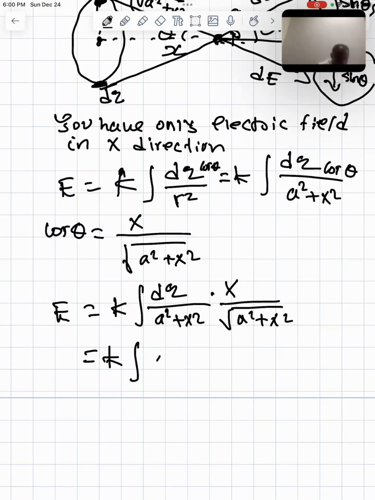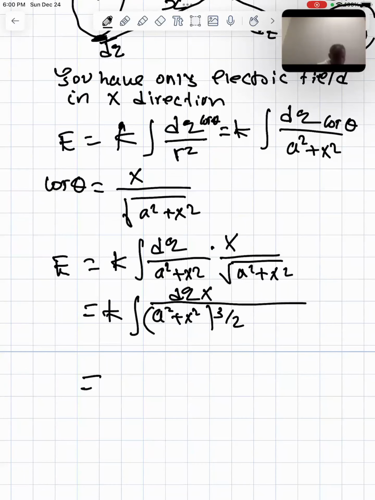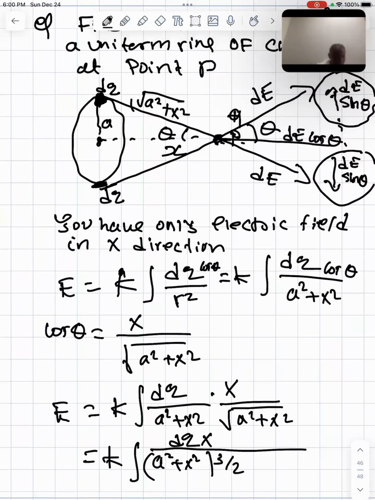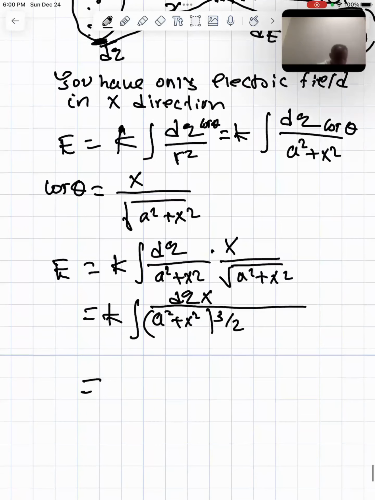So this is going to be s squared plus x squared to the power of 3 over 2 in the denominator, with dq in the numerator. Now guess what? a is a constant, x is a constant. It doesn't vary because it's a ring. a is always a. So you can take x out of the integral, and you can take this out of the integral too, because x is constant. The only variable you have is dq.